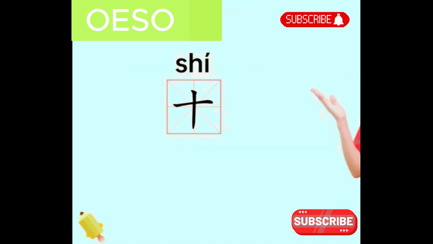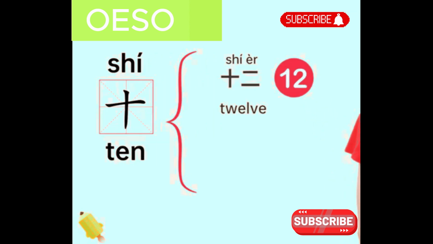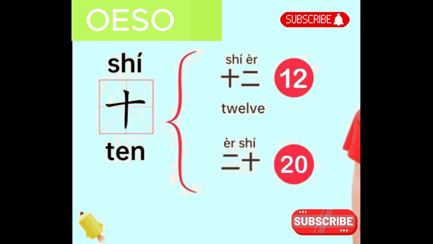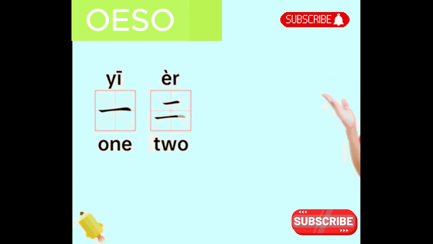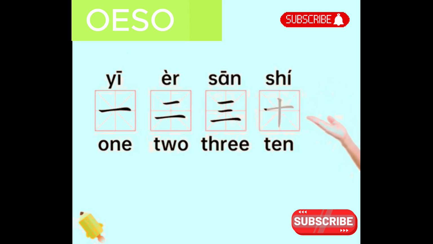十 means 10 in Chinese. We say 12, 20. Now, let's read them again. 一, 二, 三, 十. Excellent! We will move on to the next group.